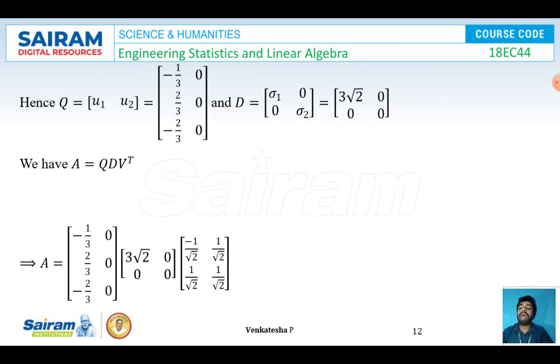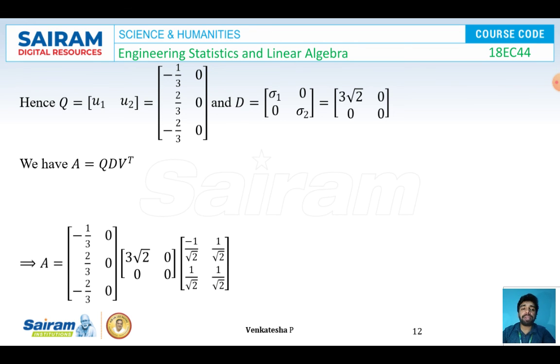So hence, the final thing. Now I am going to compute the value of A with the help of the formula A is equal to Q D V transpose. So take the Q matrix here, that is minus 1 by 3, 0, 2 by 3, 0, minus 2 by 3, 0, into the D matrix 3 root 2, 0, 0, 0, into the V transpose matrix I am taking here, that is minus 1 by root 2, 1 by root 2, 1 by root 2, 1 by root 2.